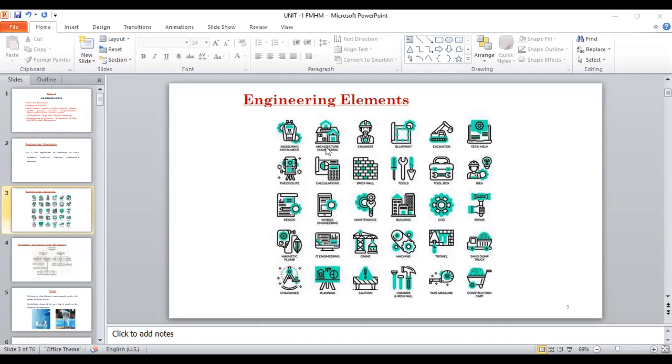Under which we have many things here. Just please check the screen here. You can see where we have measuring instruments, architecture, engineering tools, so many other things, where we use mechanics as our basic subject to solve different problems on them. Okay, is it clear?